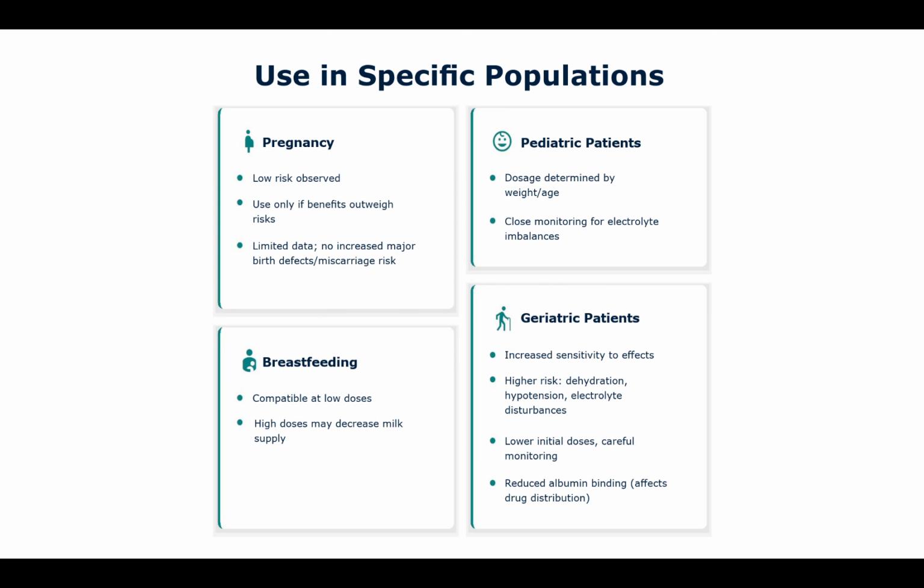Finally, for geriatric patients, elderly patients are often more sensitive to the effects of furosemide due to age-related physiological changes, multiple comorbidities, and polypharmacy. They are at an increased risk of dehydration, hypotension, and significant electrolyte disturbances. Therefore, lower initial doses and careful ongoing monitoring of fluid balance, electrolyte levels, and renal function are essential to ensure their safety and efficacy.